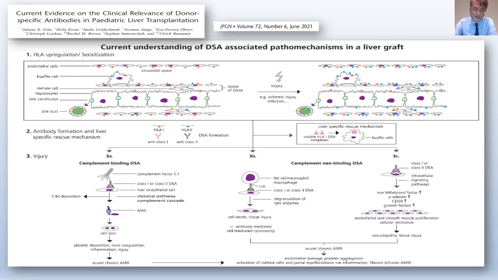As an idea, the same pathomechanism is in the liver graft. So donor-specific antibodies also work in two different ways, binding and not binding complement, and the final clinical result is chronic antibody-mediated rejection or inflammation and fibrosis as one of the patterns of chronic injury.